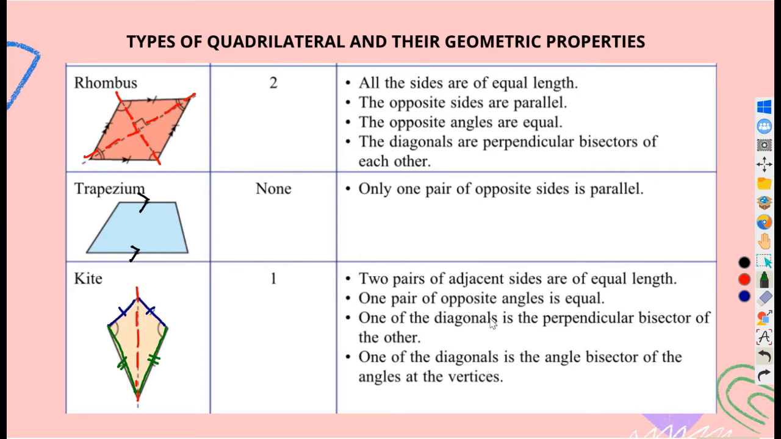So one of the diagonals is the perpendicular bisector of the other. You know what a diagonal is here, right? One of the diagonals is the angle bisector of the angles at the vertices. This diagonal and that diagonal are to each other, and this one of the diagonals is the angle bisector.